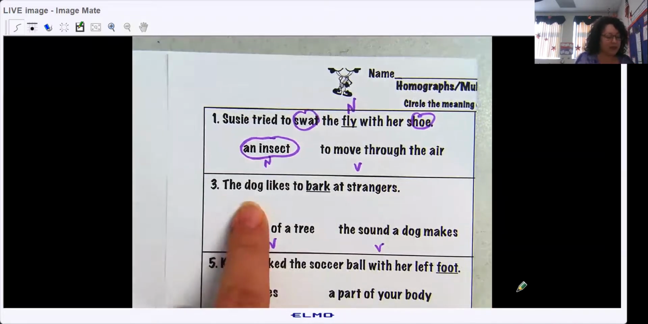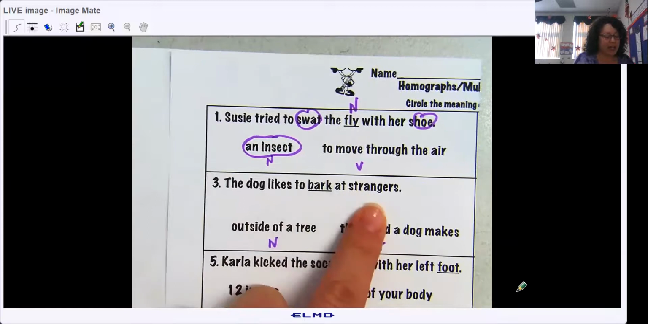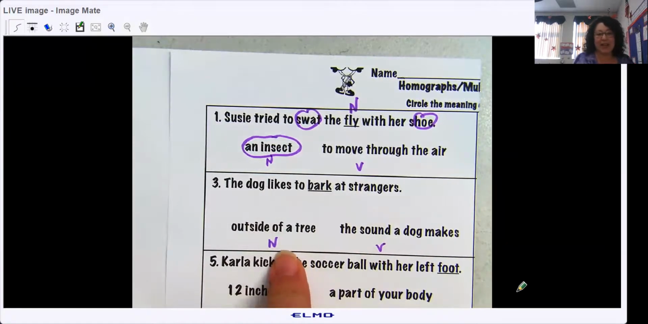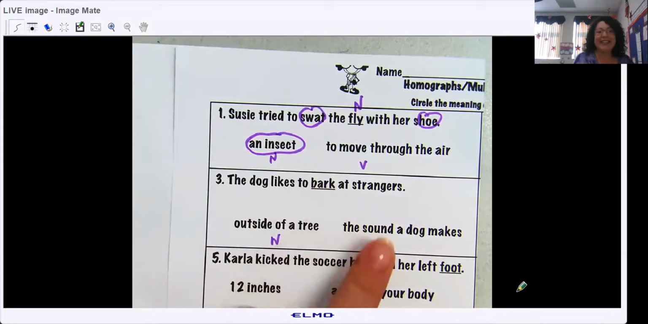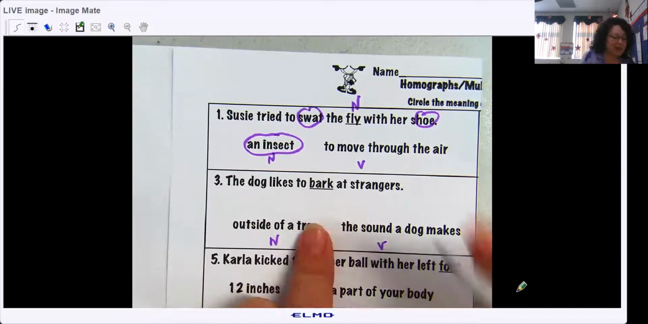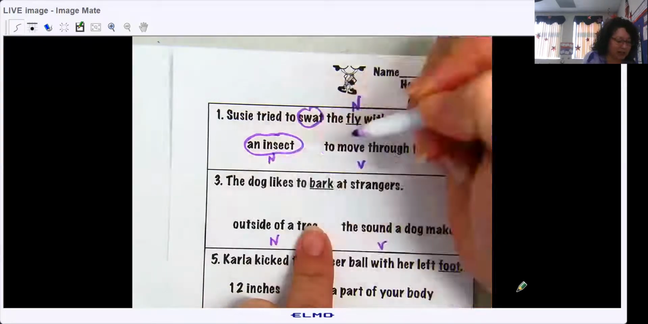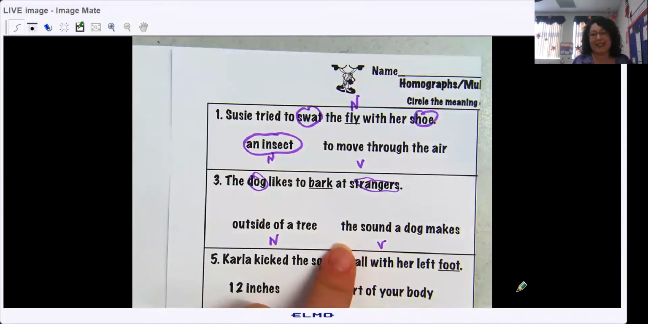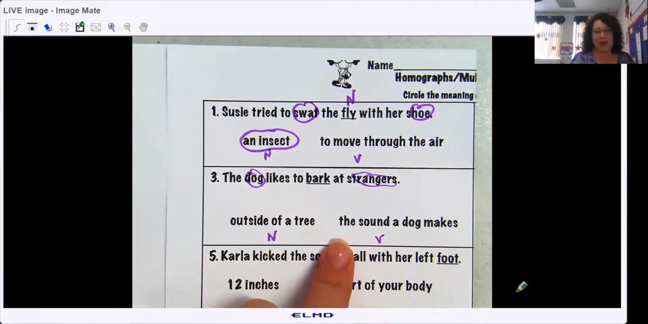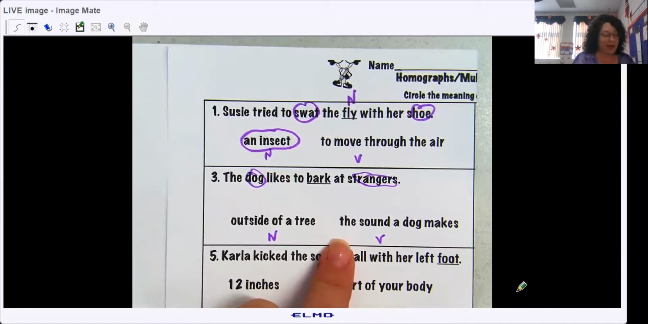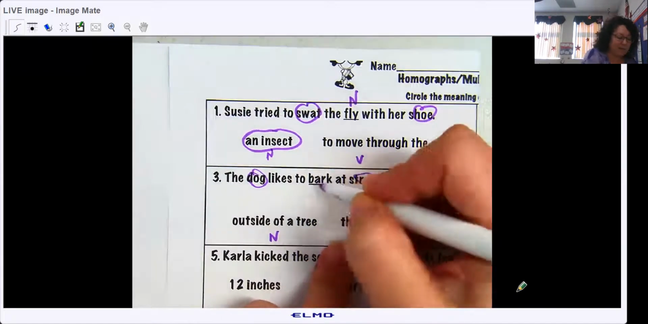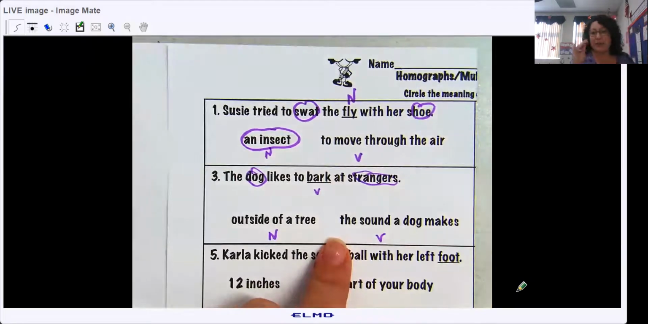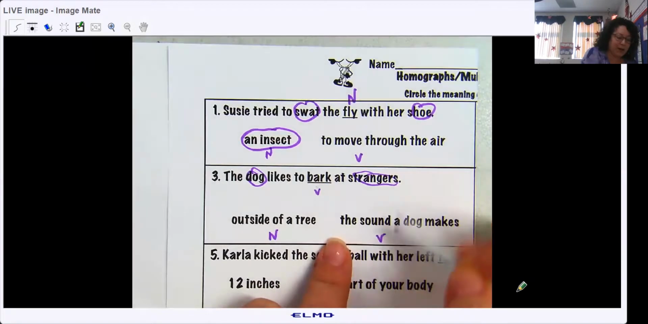The dog likes to bark at strangers. Is he doing something on the outside of a tree? No, he's barking. We've got a dog is our clue. And at strangers, I'm sure you've all heard and seen if your dogs, probably if you have dogs, do that too when someone walks by. So that would be, the dog is liking to bark. So our verbs match.